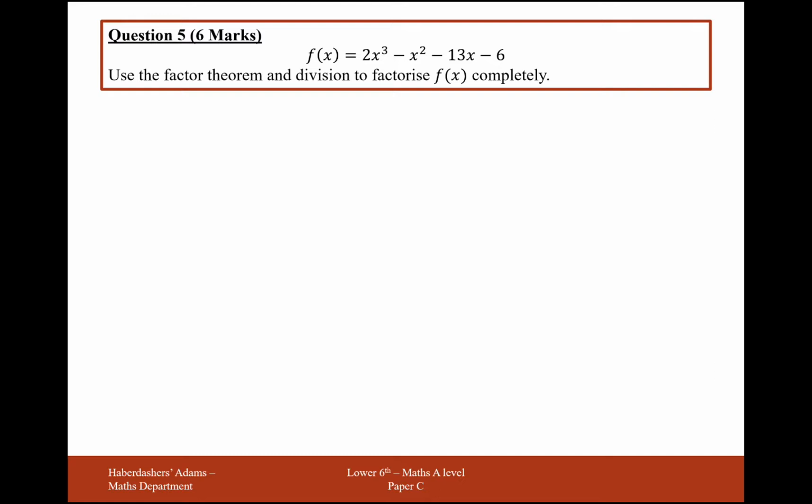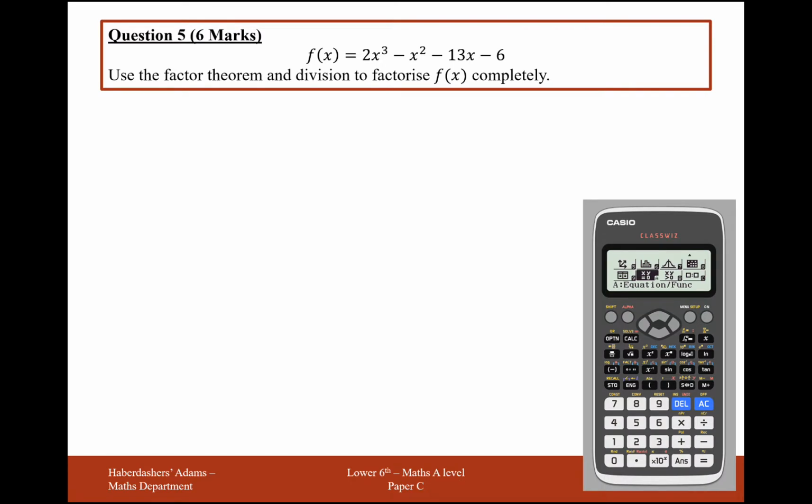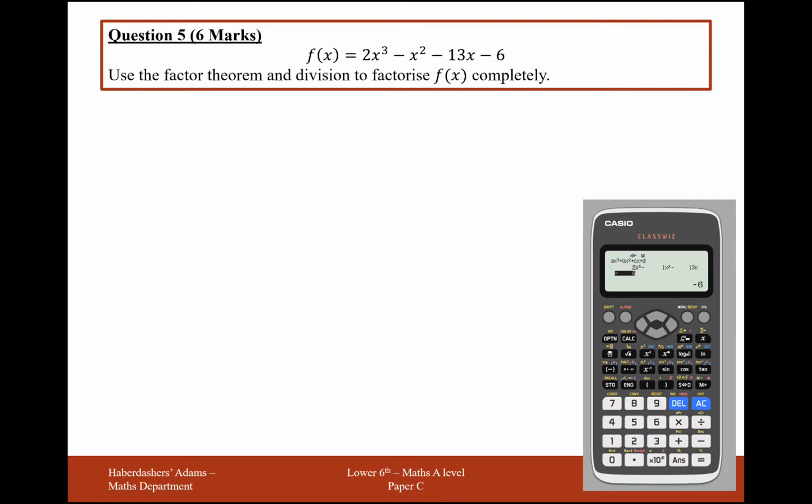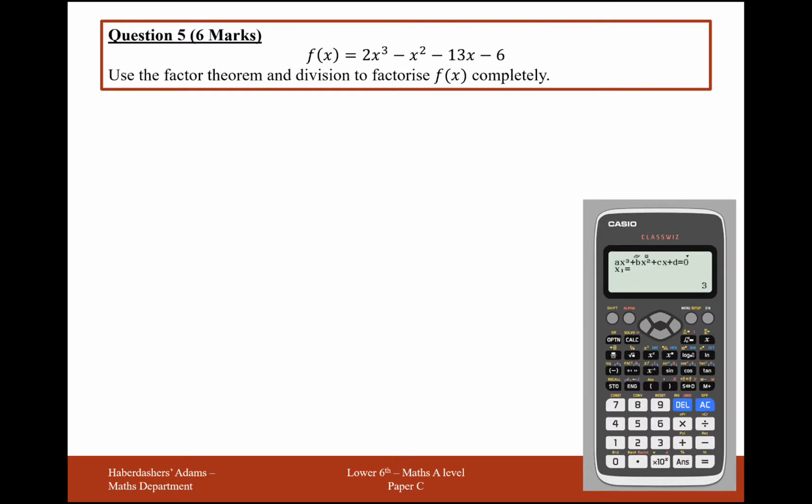I could do a bit of trial and error here, or I could use my calculator to help me start this question off. Press the menu button and go down to option A, then click on the polynomial mode, so select number 2. It's a cubic here, so click the number 3, and then enter the values into your calculator as the coefficients. So 2, then press enter, minus 1, press enter, minus 13, press enter, and minus 6, press enter. Press the equals button again, and you get your first solution. So I know that x equals 3 is a solution to this equation here.